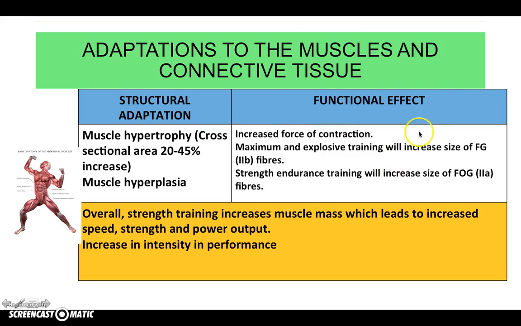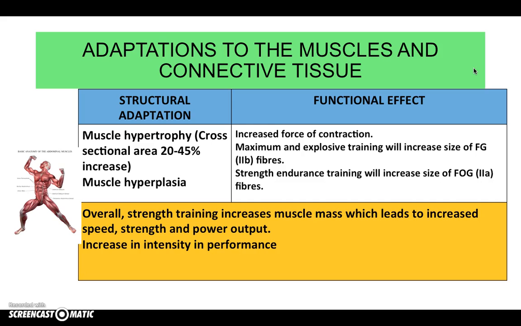Okay, adaptations to the muscles and connective tissue. Muscle hypertrophy, i.e. our cross-sectional area increases, and so does muscle hyperplasia. Now, with regards to hypertrophy, what is it? All it is is an increased muscle cell size. So the size of the muscle cell increases, and muscle hyperplasia is an increased number of muscle fibers. So the number of muscle fibers actually increases when it comes to hyperplasia.